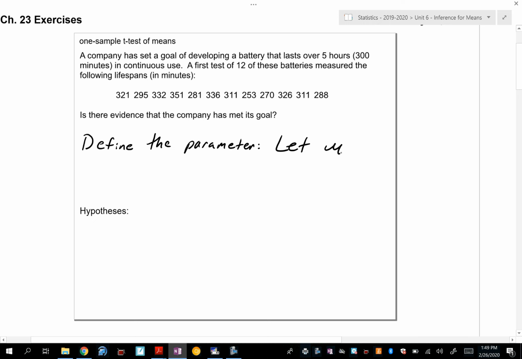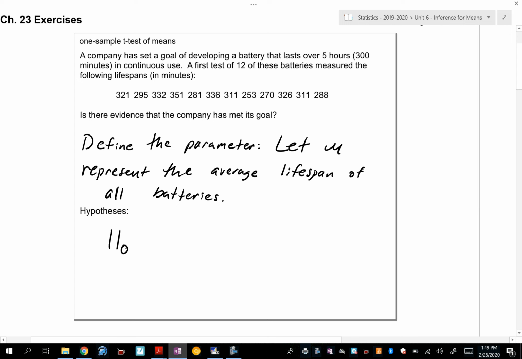All right, so we're going to say let mu represent the average lifespan of all batteries. You can put made by this company. Ultimately I just care about batteries that this company makes. So something like that. Let mu represent the average lifespan of all the batteries. Now after that, we're going to do our hypotheses.